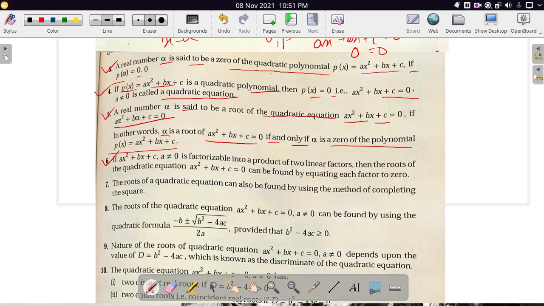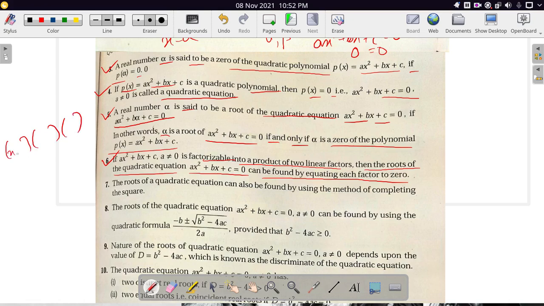Now 6. If ax square plus bx plus c, where a is not equal to 0, is factorizable into a product of two linear factors, then the roots of the quadratic equation can be found by equating each factor to 0. It's very simple. You have learned polynomials in term 1. Suppose there is a cubic polynomial. A cubic polynomial can be written as a product of 3 factors like this.